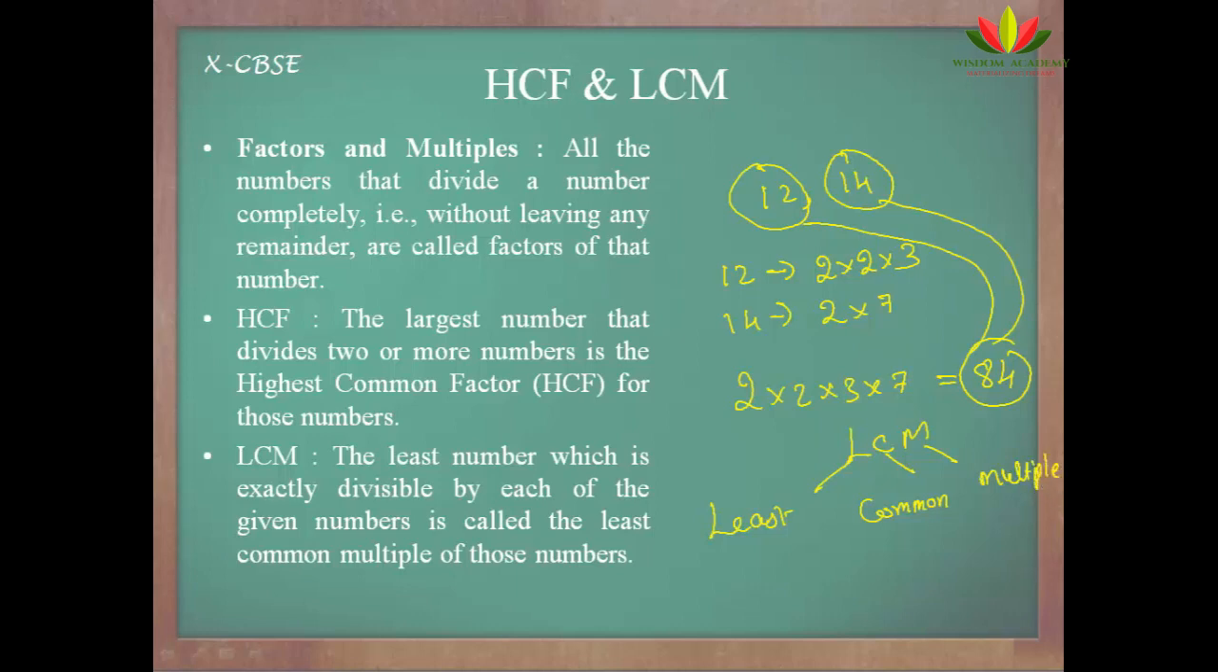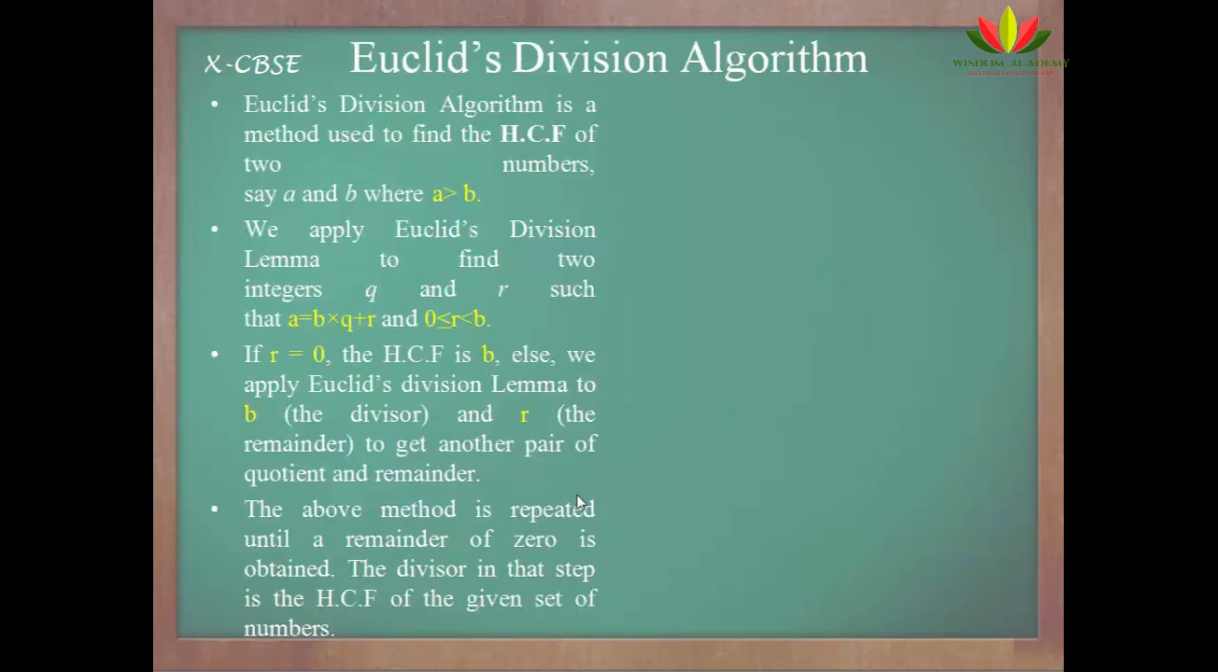One of the applications of Euclid's lemma is to find the HCF. So now we are going to see the division algorithm. What the division algorithm says, which I already taught you, is that if two numbers are given to me, that is 35 and 70, I should choose the largest number and take it as A.